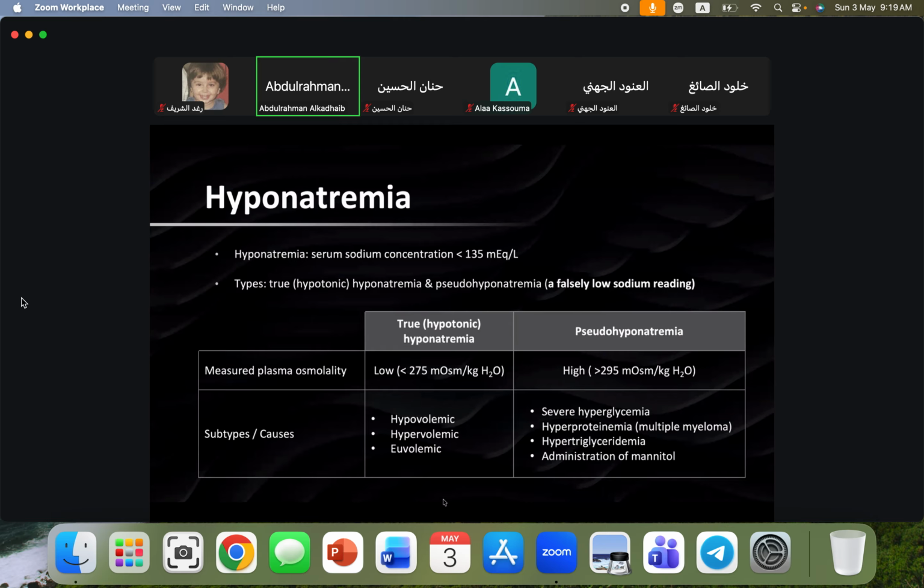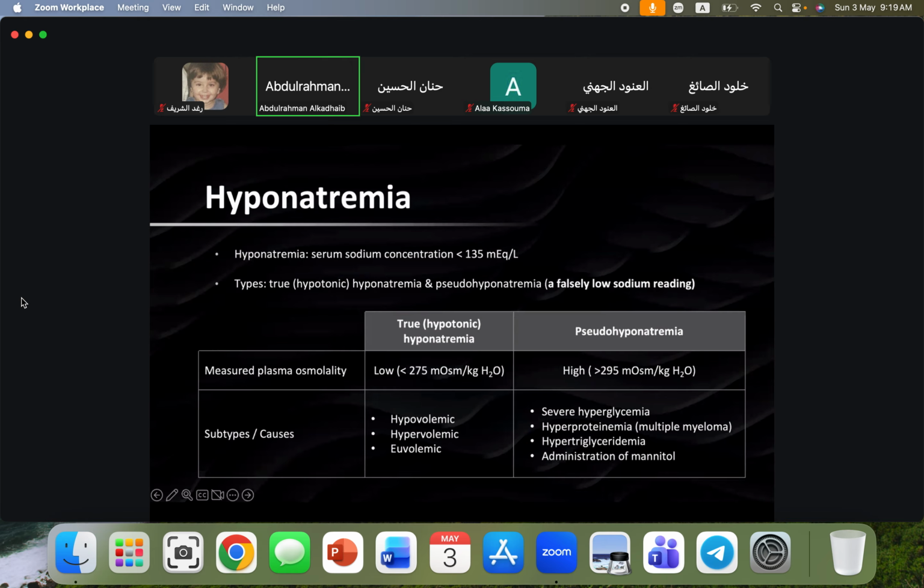Just a second, I think I stopped sharing. Anyway, as you can see in the table here, the main difference between the two types, true hyponatremia and pseudo-hyponatremia, is the osmolality level. As we said, because the sodium contributes the most to the osmolality level, we're expecting it to be low in true hyponatremia. In pseudo-hyponatremia, it should be high or sometimes normal because of other particles in the volume that may falsely make the sodium level low and make the osmolality high.